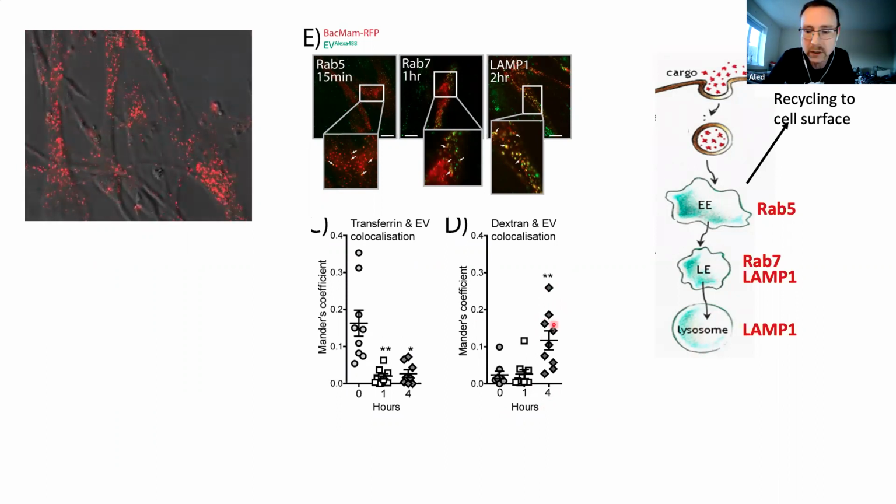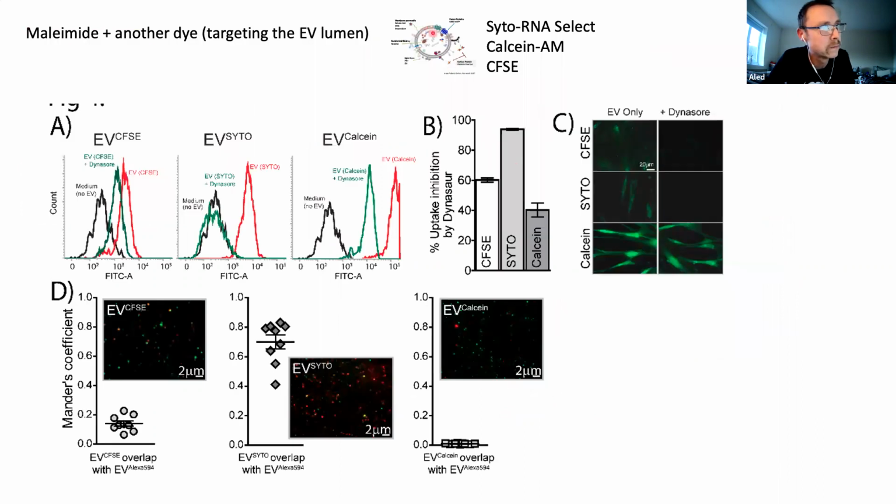We've also asked the question, what happens, however, to the lumen? So we've tried to label the lumen again with fluorescent agents. We've tried a lot of things. Most of them were a bit problematic. SYTO RNASelect worked really well for us. So this is an RNA labeling dye. It's fluorescent when it's in complex with RNA, and it doesn't bind to DNA.